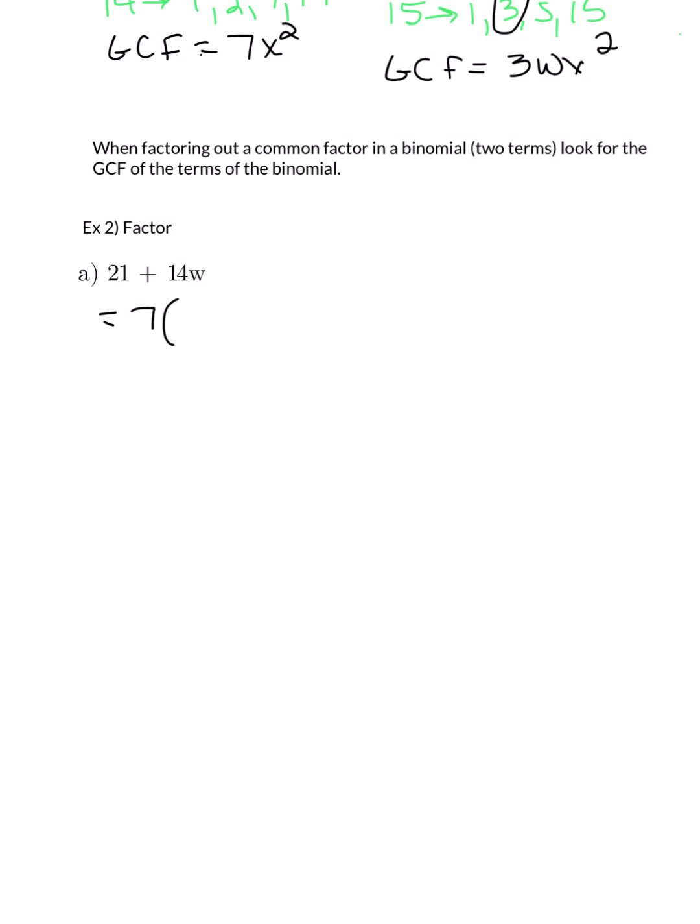Now, inside the set of parentheses, we're going to be writing down what would be left if we took each of those items divided by 7. 21 divided by 7 leaves us 3. Plus 14w divided by 7 leaves us 2w.